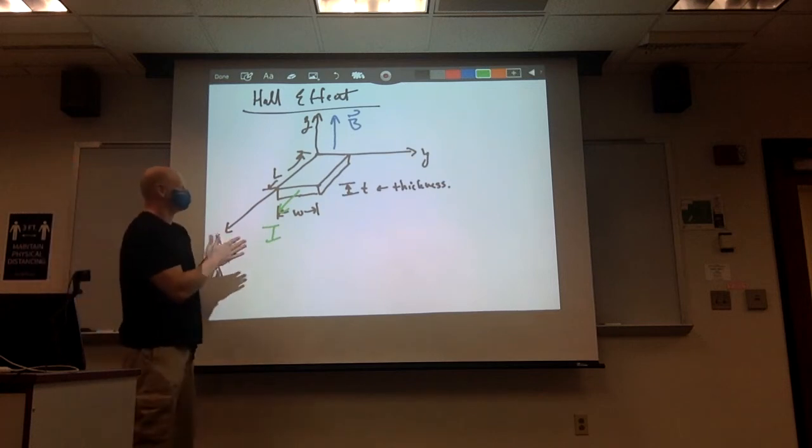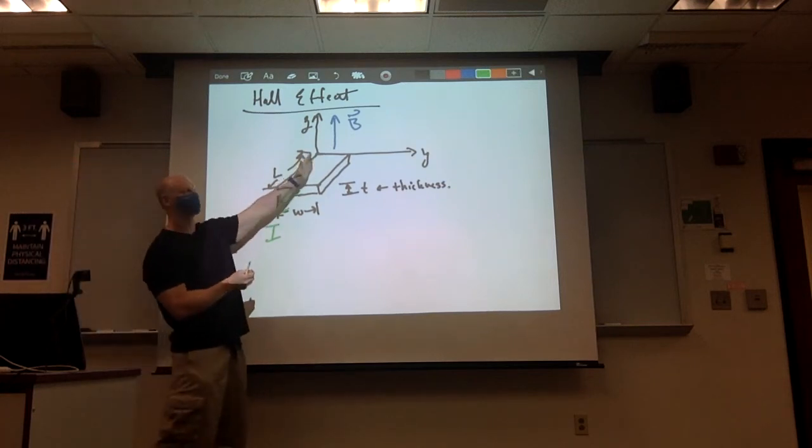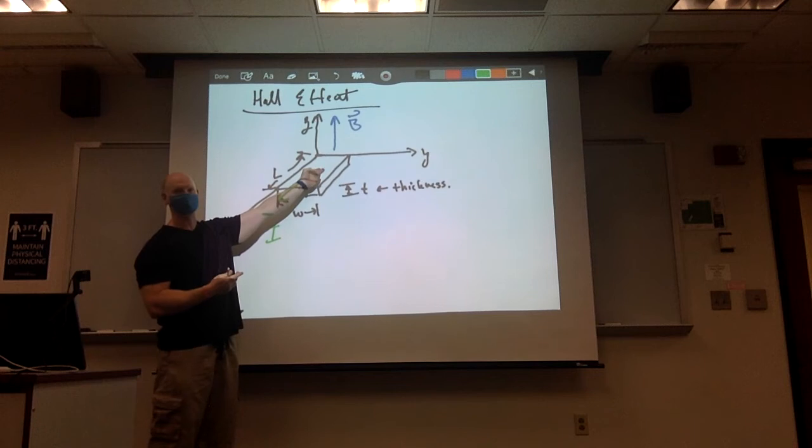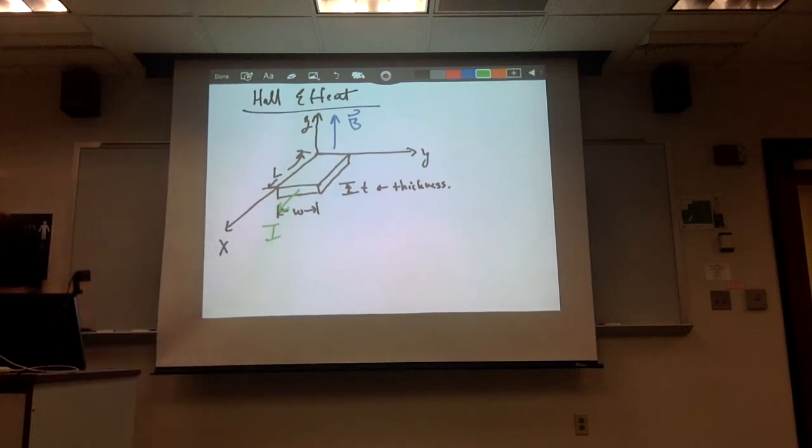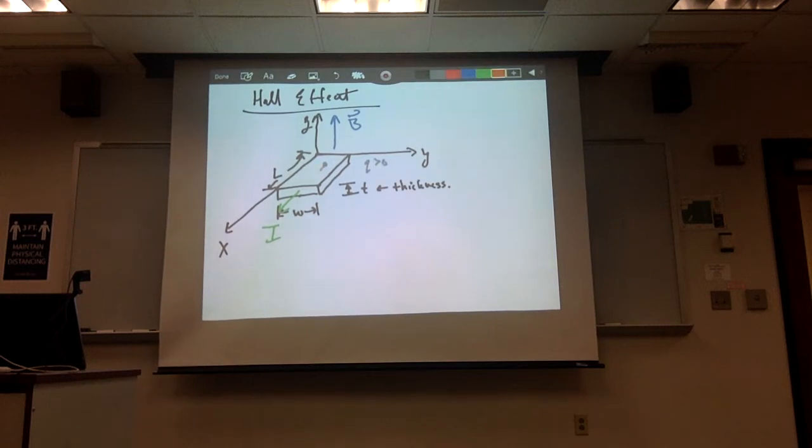So what's going to happen? Remember, current is simply charges. My charges inside of here are going to be moving, if they're positive charges, in exactly the same direction as that of the current itself. So let's say for now I have positive charges, or I have Q greater than 0, all moving with a drift velocity. That drift velocity will be in the same direction as my current. Right? So it's going to be my velocity.